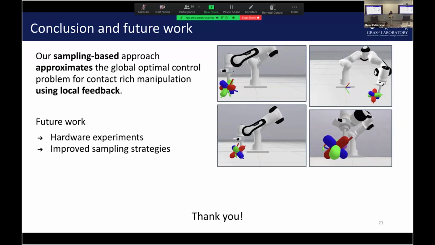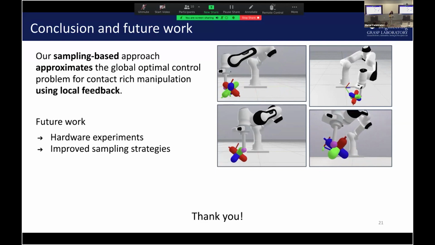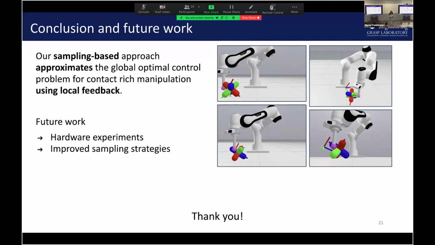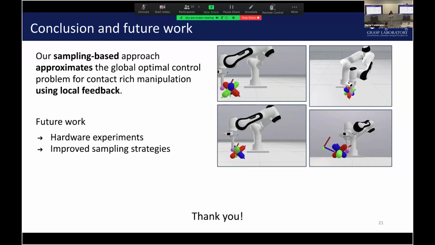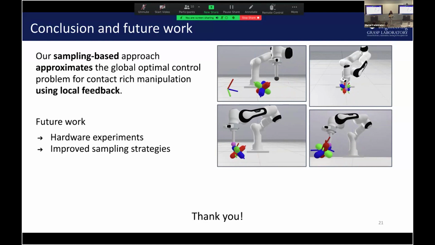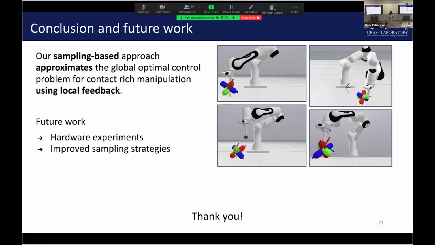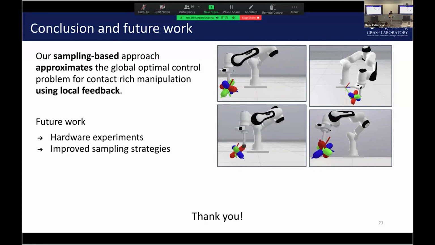How robust would this technique be with respect to the noise in your state estimation, like your object state? As of now, since this is all done in simulation, we have a perfect state estimate, and we haven't factored in noise in the system yet. But that would be a part of hardware experiments. So right now we haven't induced robustness in terms of state estimate.